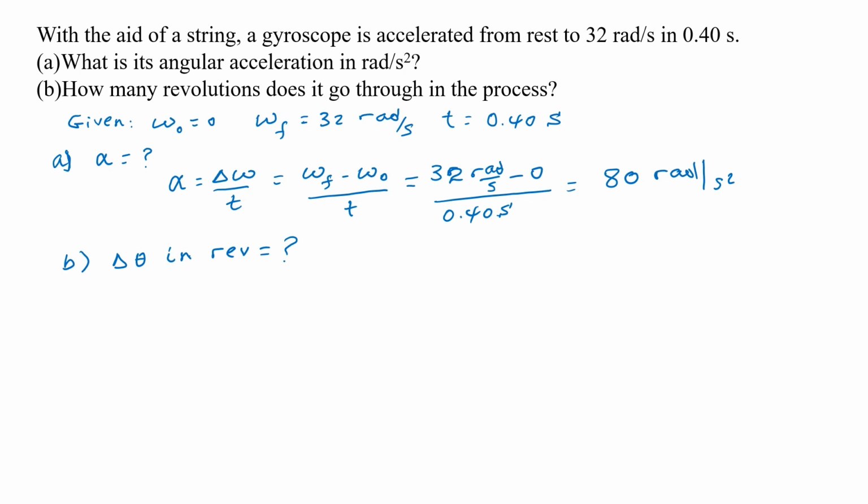But the easiest of all will be just to use the average. Therefore, delta theta is equal to average angular velocity times time. And the average angular velocity is the average between these two velocities, the initial and the final. Divide that by 2, multiplied by time. That's the easiest.